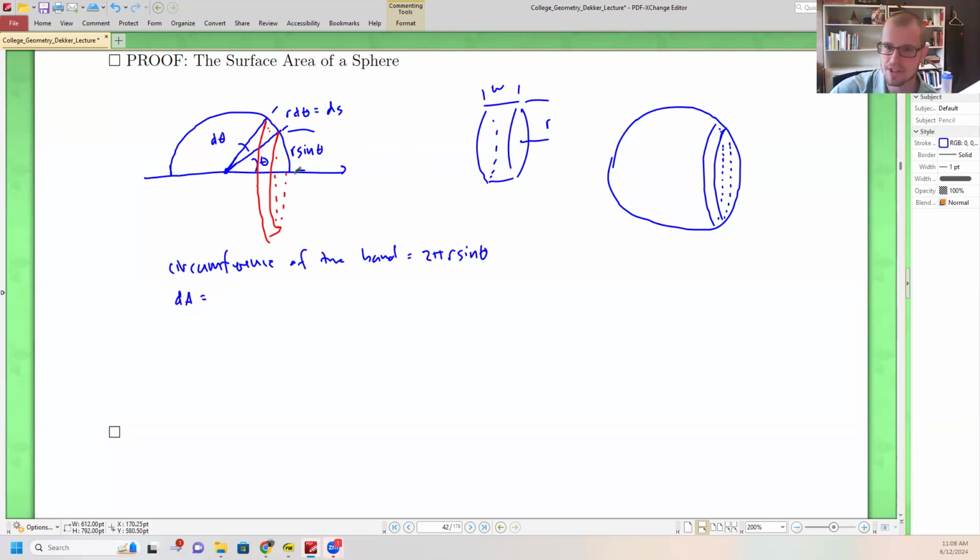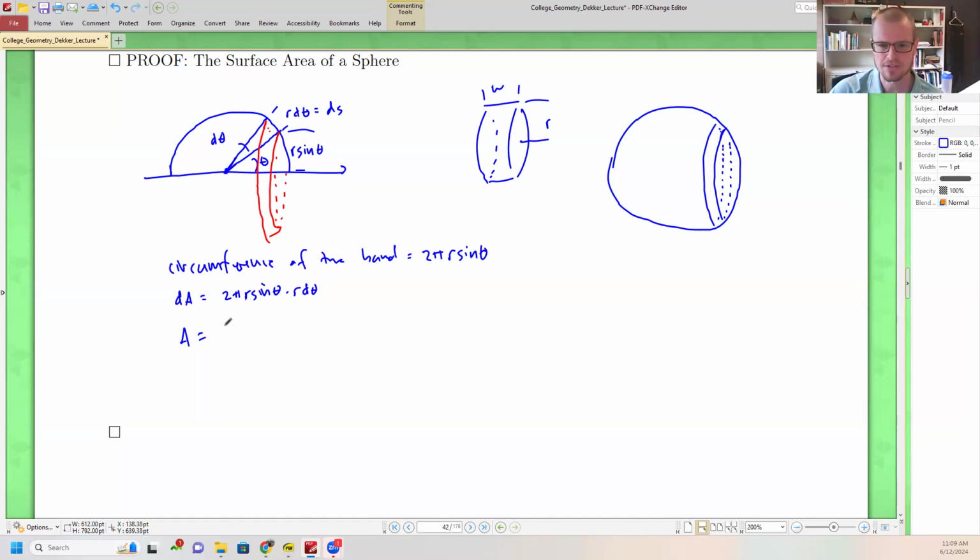So dA would then be the area of the band or the strip, which is circumference times the width. We're going to call the width r d theta. So dA is 2 pi r sine theta times r d theta. Excellent. So that's dA. And what we want to do then, if we want to find A, the surface area, is all we have to do is integrate dA.